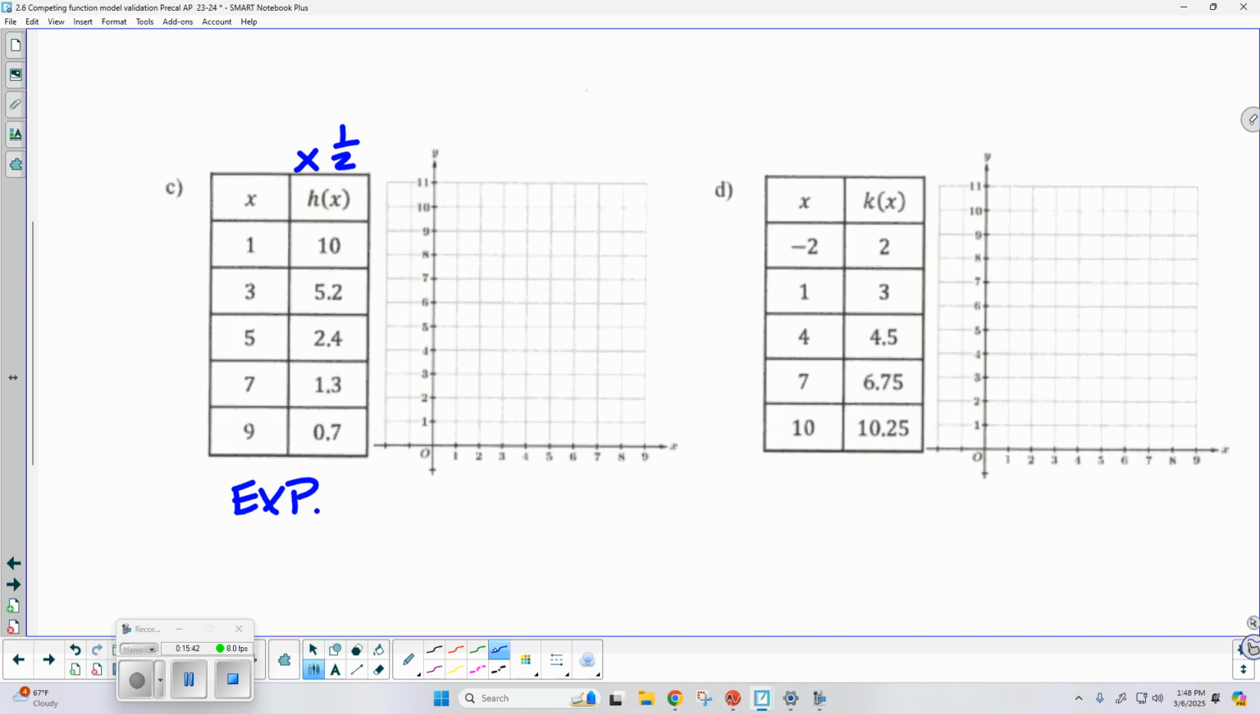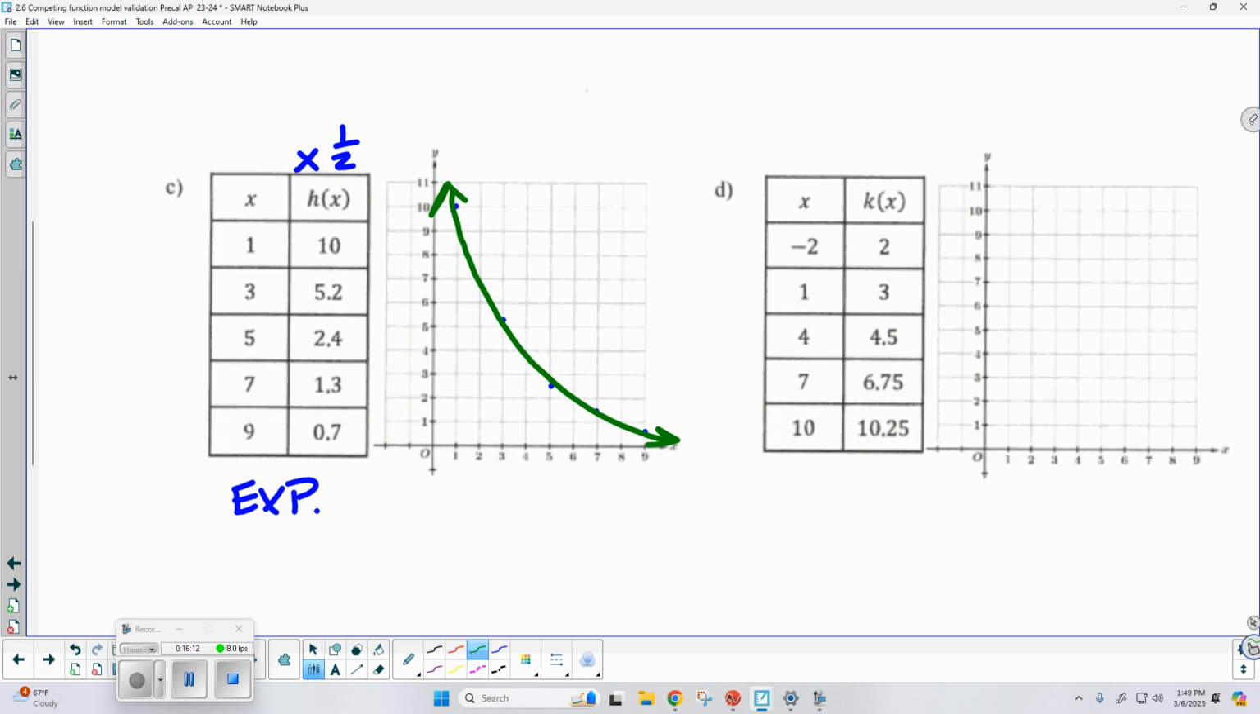Let's plot the points. So (1, 10), (3, 5.2), (5, 2.4), (7, 1.3), and (9, 0.7). It makes sense that it looks like a decay function, because we're roughly multiplying by 1/2 each time. Good. Is everybody starting to get the idea? Anybody confused?